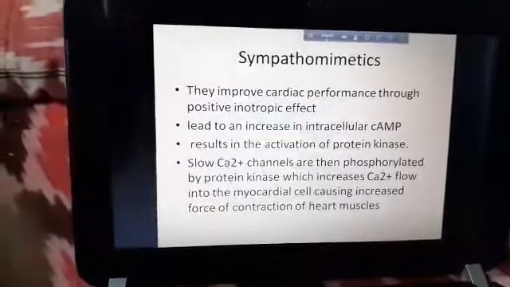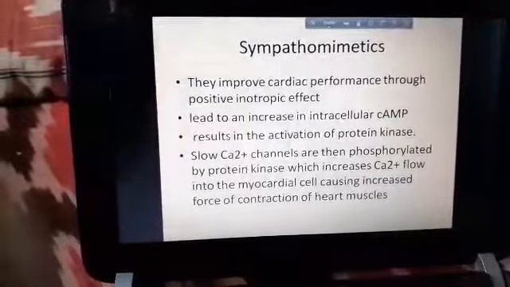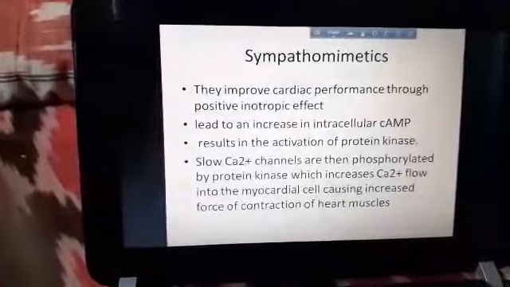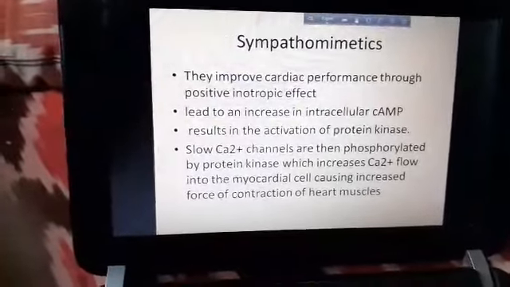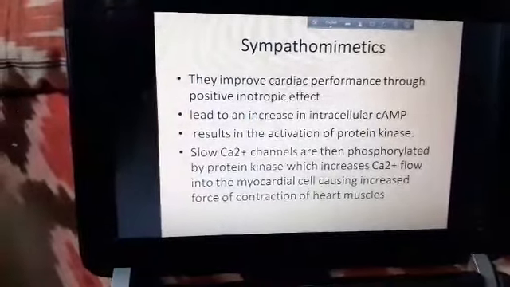Sympathomimetics. So we have discussed cardiac glycoside as an inotropic agent, and when cardiac output is significantly low, then we can promote an increase in cardiac output by some sympathomimetic agents. So they improve cardiac performance through positive inotropic effect. They are used in the acute setting only. That leads to an increase in intracellular calcium and cAMP.